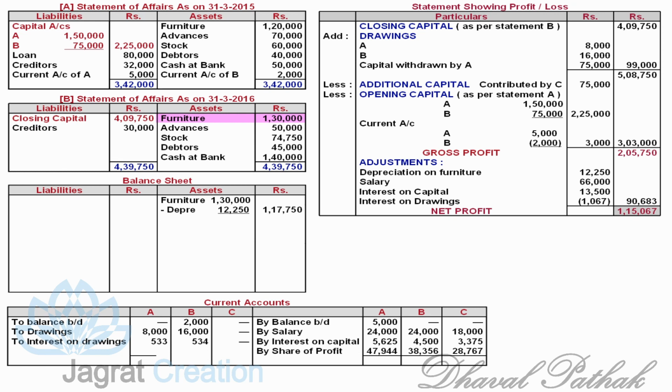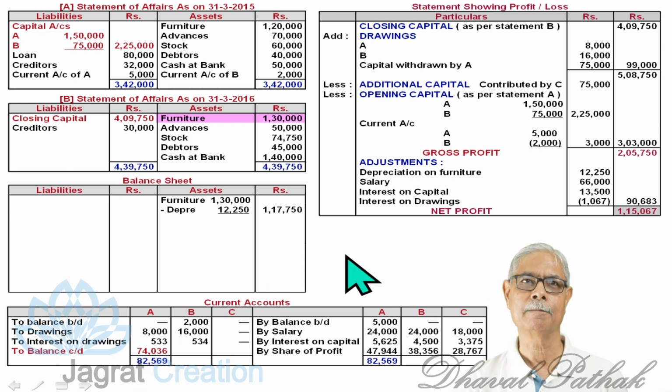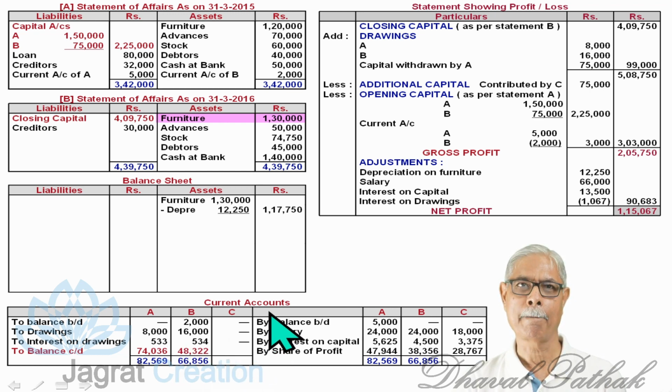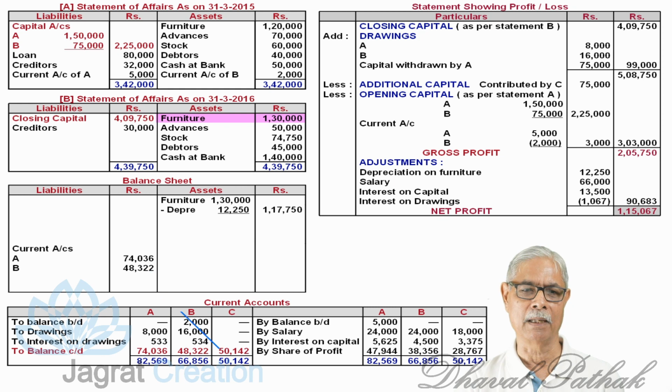Now I will find out the balance in the current capital account. Total of A minus debit, total of B credit side minus debit. So I will get the current capital account balance. So 82,569 minus 8,533. So this is the current capital balance. Here also the current capital balance works out to be 48,322, and there is nothing debited in C's capital account. So 50,142. I will write down the current capital balance on the liability side of my balance sheet.